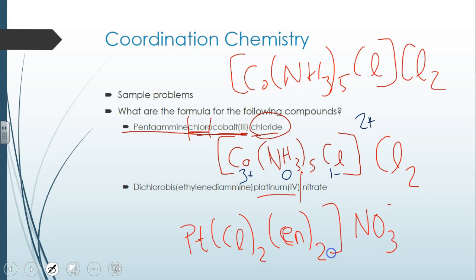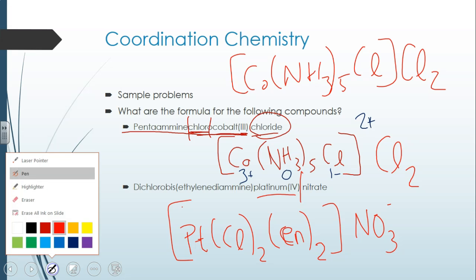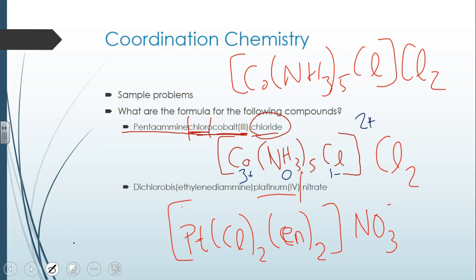So now, again, that's the whole complex ion. And now we need to figure out what the charge on it is. So if platinum is a 4 plus, each chloride is a minus, so that's 2 minus, and ethylenediamine is a compound that's 0. So the overall charge on this is going to be 2 plus. So that means that we need 2 of these nitrates. So just like we would if we were making an ionic compound, we're going to put this in parentheses, and we're going to put a 2 here.